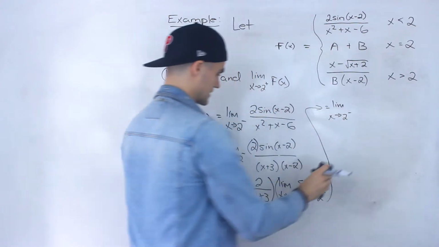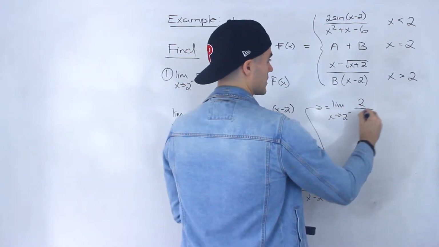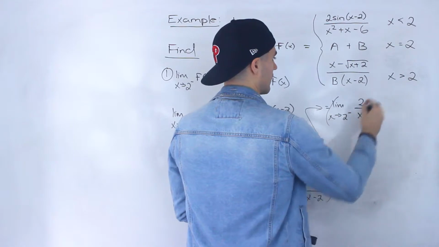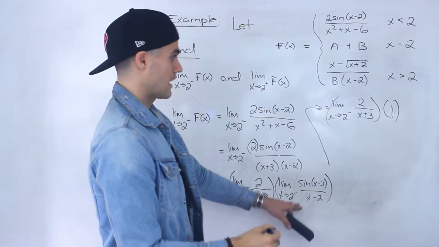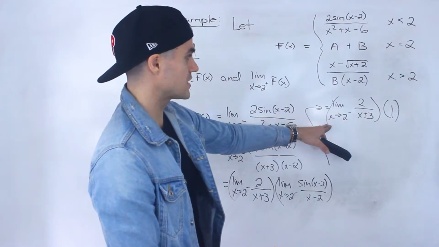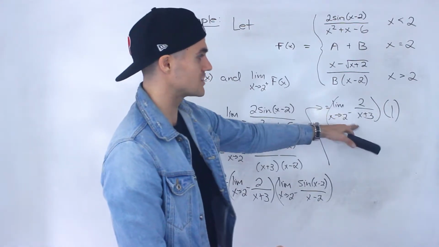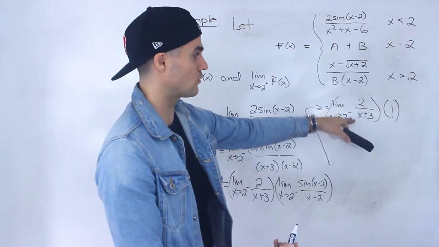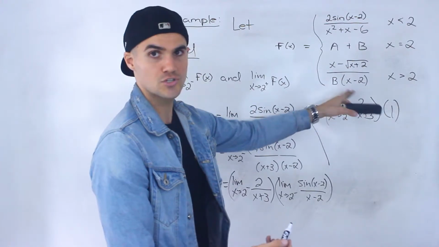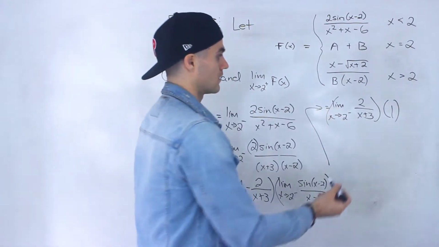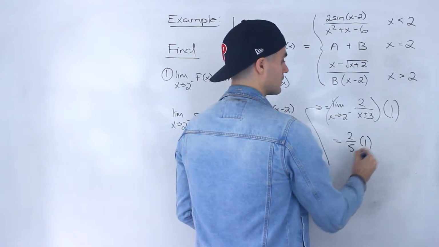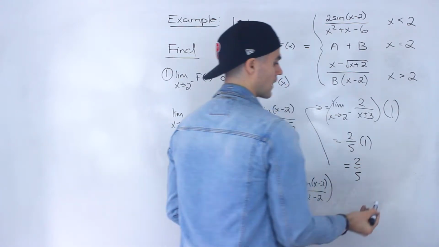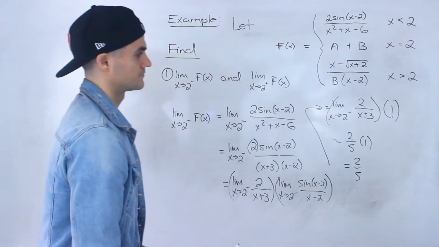Let's rewrite this limit here, 2 over x plus 3 times 1. We know this limit is approaching 1. This one's pretty easy because notice that this function is continuous at 2 over x plus 3, so we could just do a direct substitution. If we plug in 2 for x, this would end up being 2 over 5 times 1, 2 over 5 is the answer.